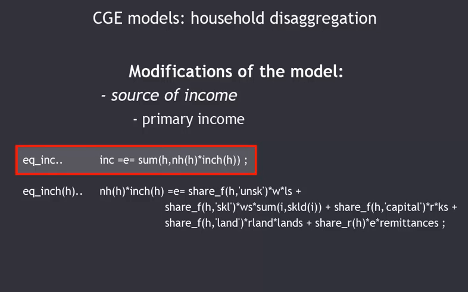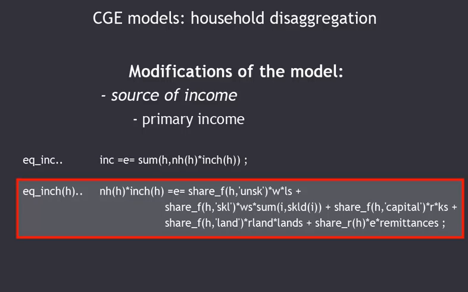One is called EQ_INC. In this equation, the total primary income of households INC is the sum over all categories of households of the product of the number of households per category, NH, by the income of a household in that category, INCH. Note that a variable ending in H is relative to a household. INCH, defined over H, is therefore the primary income of a household in category H, while INC is the total primary income of households.